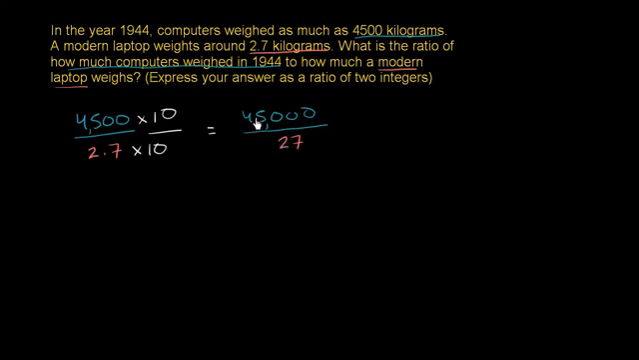Just looking at this, it looks like 45,000 is divisible by 45, which is divisible by 9, and 27 is also divisible by 9. So why don't we divide the numerator and the denominator both by 9, and we are going to get 45 divided by 9 is 5, so 45,000 divided by 9 is 5,000. So we're going to get 5,000 over 27 divided by 9 is 3. And I think we have now simplified this about as much as we can.